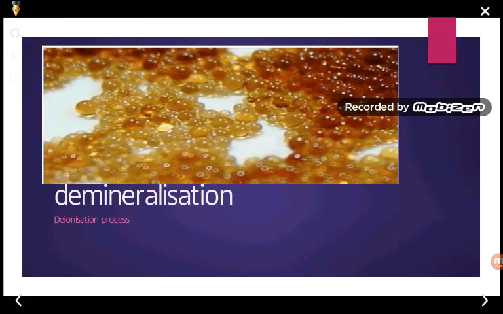Good morning students. Today we are going to continue with the next topic of the water softening process, that is demineralization. So today's topic is demineralization, and it is one of the deionization processes. From the name itself, it suggests that deionization means removal of ions from the given raw water. So it is one of the softening processes.